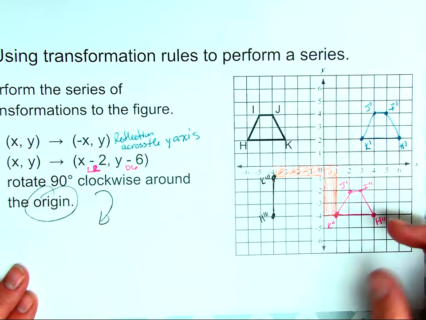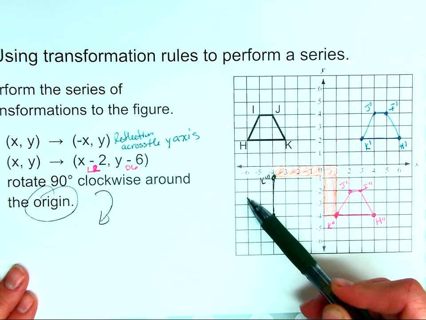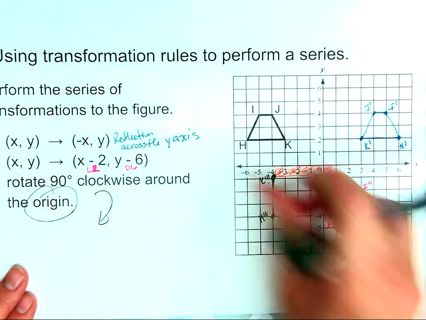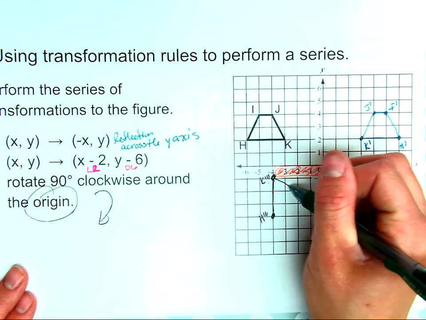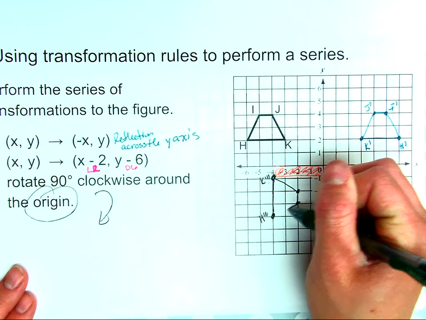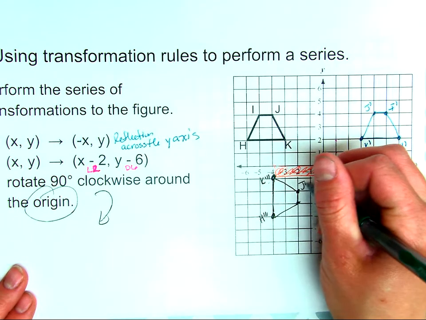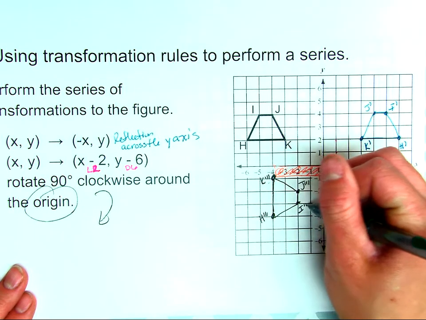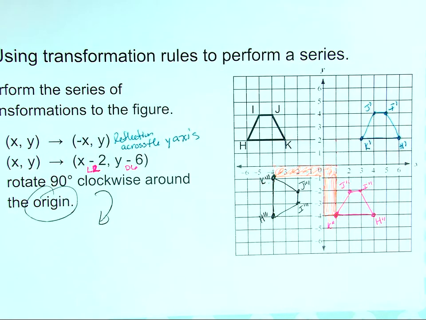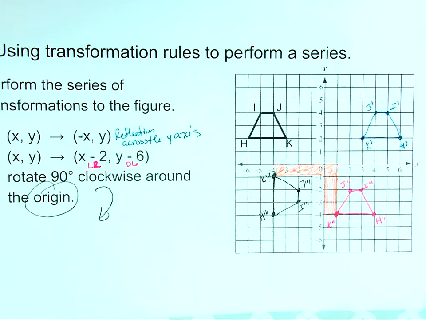Now, in the past, I've had a lot of people rotate the wrong way and have this flipped. Okay, this is still going out this way. J triple prime, I triple prime. And that's your final image there.